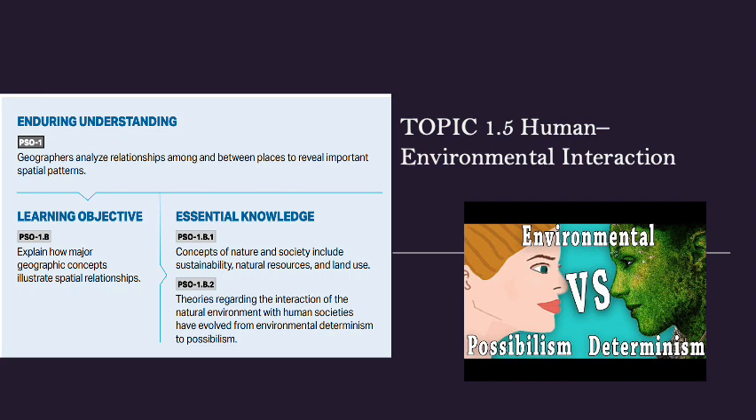The essential knowledge you need to know here is that concepts of nature and society include sustainability, natural resources, and land use. You also need to learn that theories regarding the interactions of the natural environment with human societies have evolved from environmental determinism to possibilism.